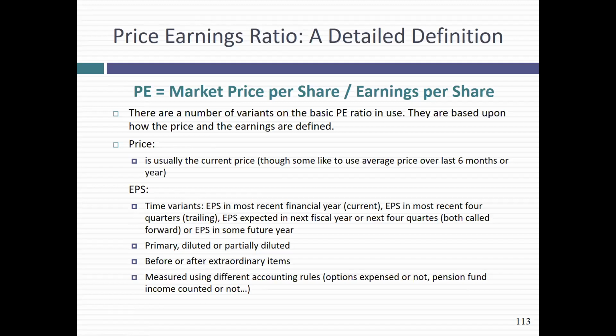We can think about whether EPS is primary, diluted, or partially diluted, although in this class that's not important. Oftentimes people take this before or after extraordinary items, and people also try measuring this using different accounting rules. For our purposes, none of this is going to be important. We're going to generally estimate price per earnings, using the current price and the current earnings. But if you do this in the real world, you might have to think about some of these minor issues.